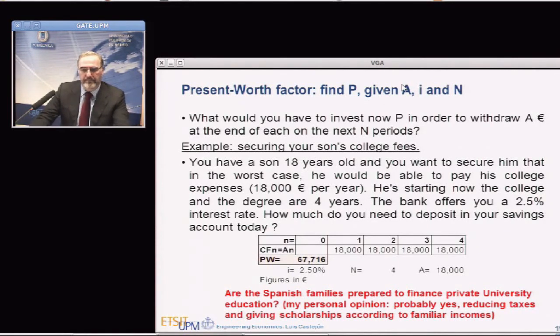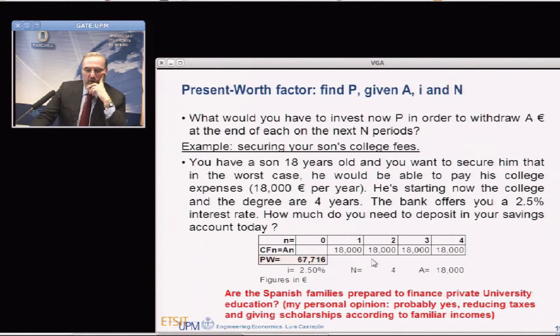The present worth factor: find the present value given a periodic payment, the interest rate, and the number of periods. So that's the case of a sabbatical year, as we have told, or, for example, if you want to secure your son's college fees. For example, you have a son, 18 years old, and you want to secure that in the worst case he would be able to pay his college expenses, which are 18,000 euros per year. He's starting college now, and the degree is 4 years. So the bank offers you a 2.5% interest rate. How much do you need to deposit today in your savings account?